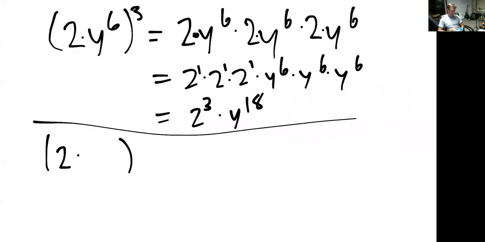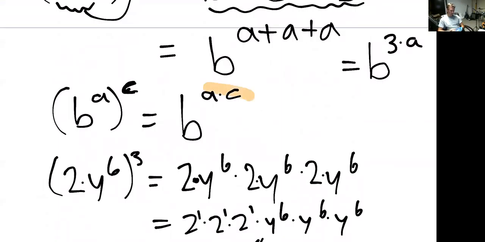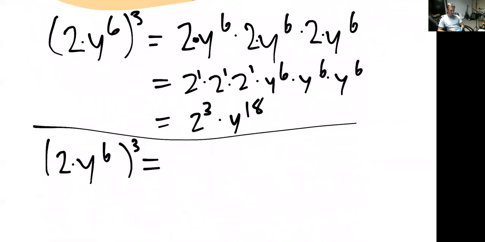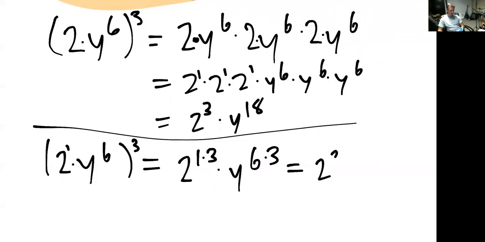We've got 2 times y to the 6th, all to the 3rd. We're going to distribute this and do what I said earlier. We're going to multiply the powers together. So we're going to distribute this power of 3 to the power on the y and the power on the 2, remembering that the power on the 2 is just a 1. So this is 2 to the 1 times 3 times y to the 6 times 3, which is 2 to the 3rd times y to the 18th. Same value. Whatever y is, it's the same value.